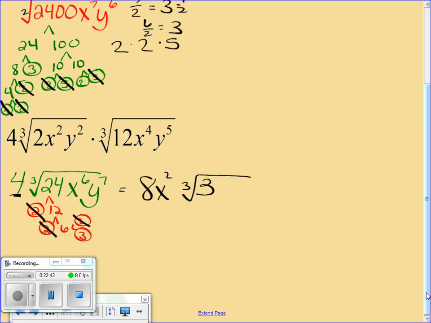My y, 7 divided by 3 is 2 and 1/3. Anthony, I'm glad that you can pay attention. So y squared and y.